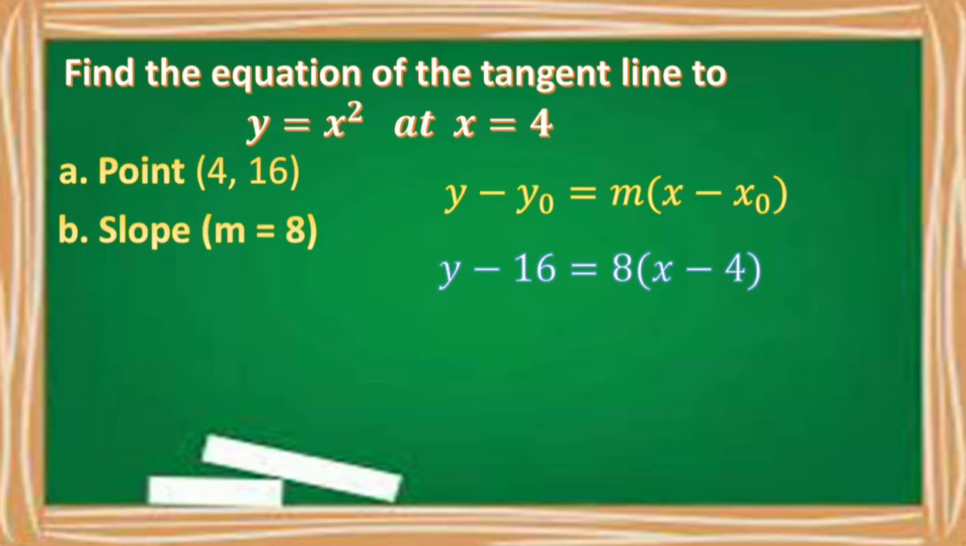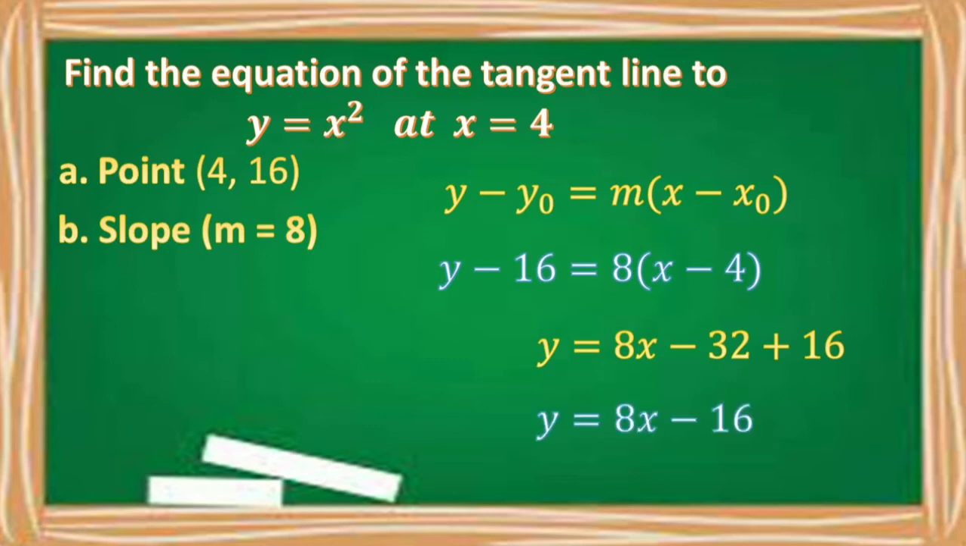Or, if we may simplify the equation, we have y is equal to 8x minus 32 plus 16 by multiplying 8 by the binomial x minus 4 and moving negative 16 to the right side of the equation, that will become positive 16. Adding these two constants, negative 32 and 16, we have y is equal to 8x minus 16, which can also be the equation of the tangent line.